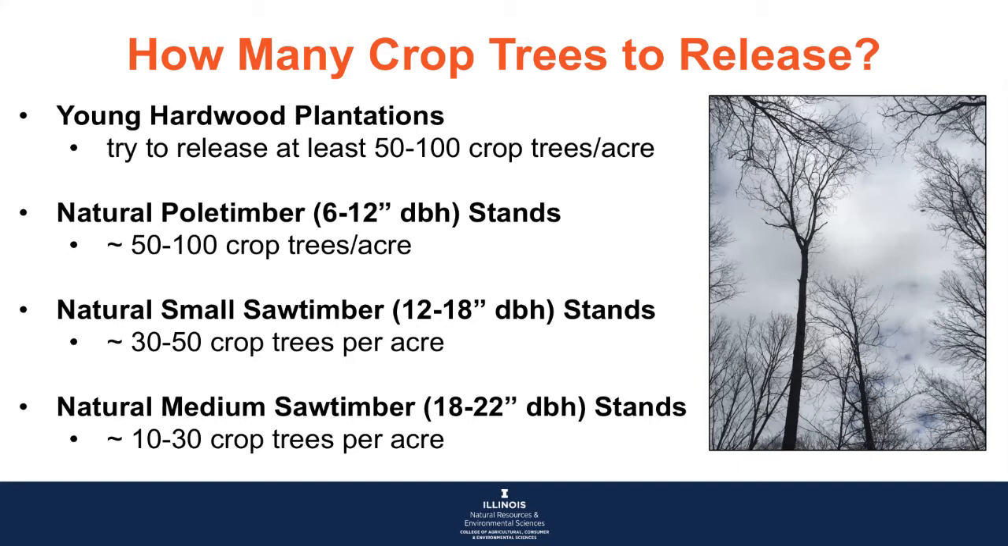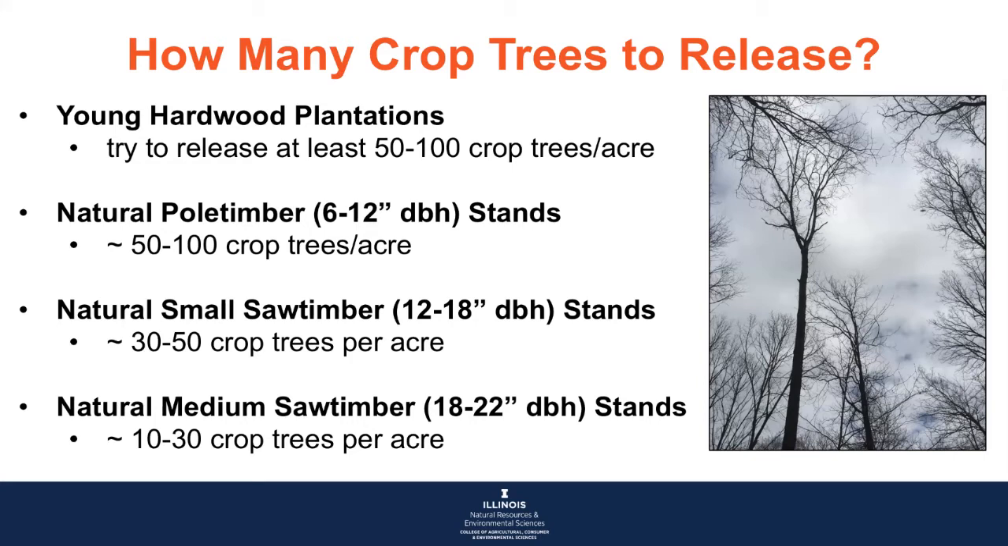And I kind of have this similar philosophy too with natural pole timber stands. Pole timber is just a forestry term for trees that are 6 to 12 inches in diameter. Again, I'm going to shoot for that 50 to 100 crop trees per acre. And then moving on to bigger stands, what we refer to as small saw timber stands, where the average diameter of our trees is 12 to 18 inches in diameter. So in those types of stands, I'm shooting for about 30 to 50 crop trees per acre. I'm going to release 30 to 50 crop trees per acre.